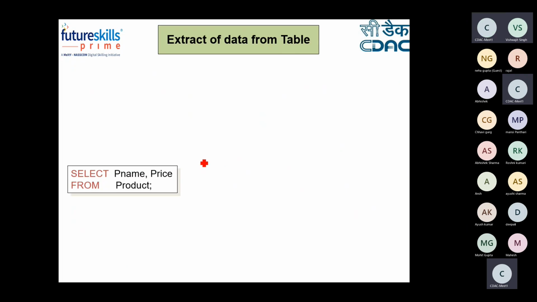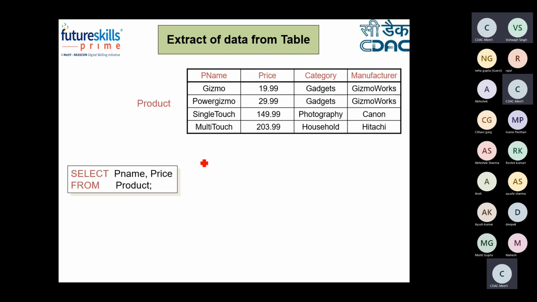Now, extract data from a table. A big concern is, if data has been created, how will we extract data from that table? Suppose I have a table, and you can see it has four attributes: product name, price, category, and manufacturer. This is the product table.